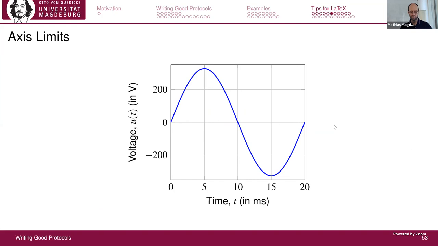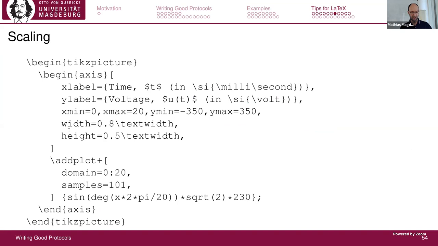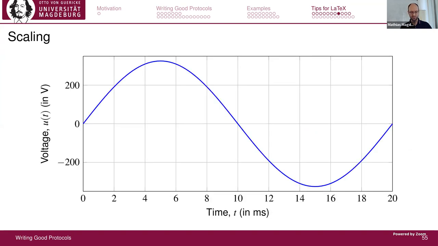And now we can maybe try to enlarge the figure a little bit. So we say the figure should have 80% of the text width as the width, and maybe 50% of the text width as the height, and then the figure would look like this. And now you can see that LaTeX automatically added some more numbers here. And okay, the figure is not looking too bad already.